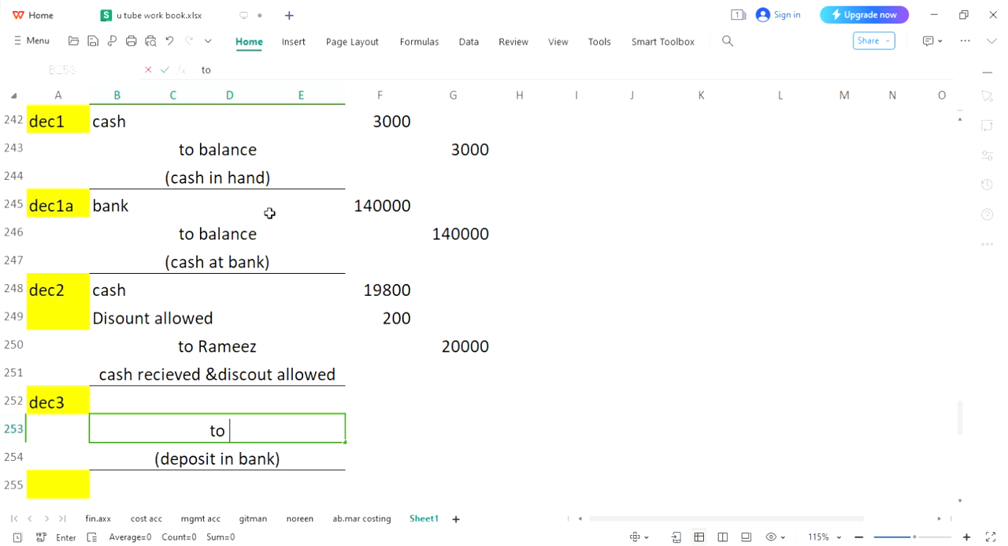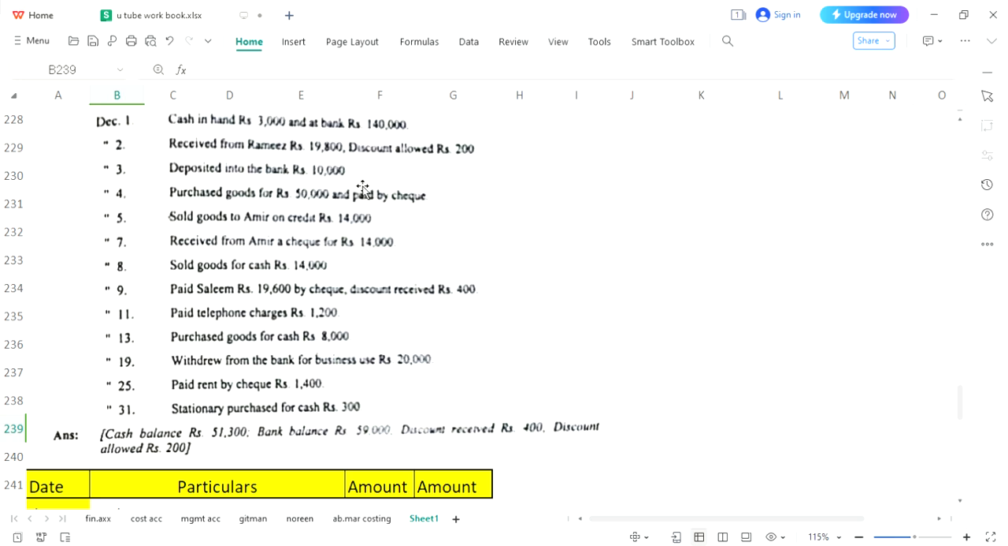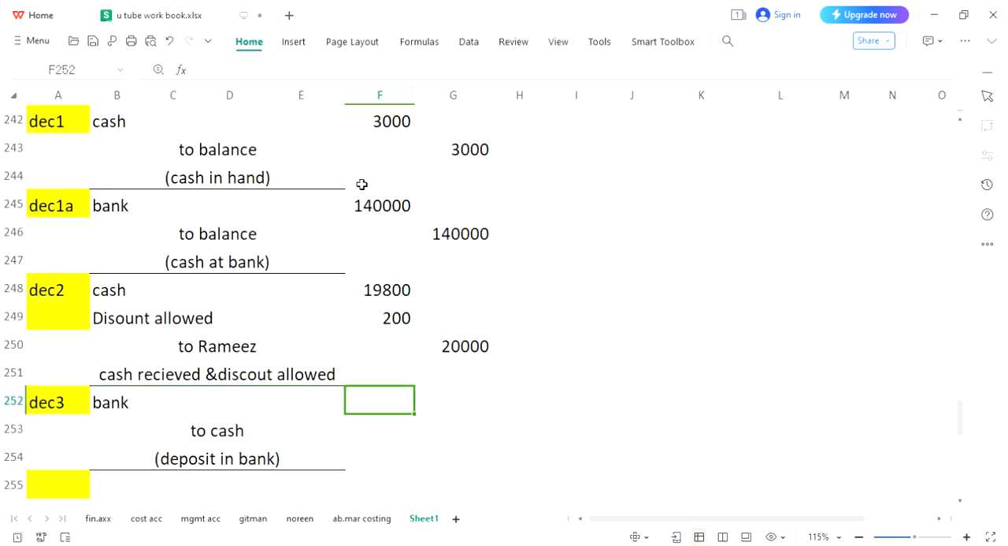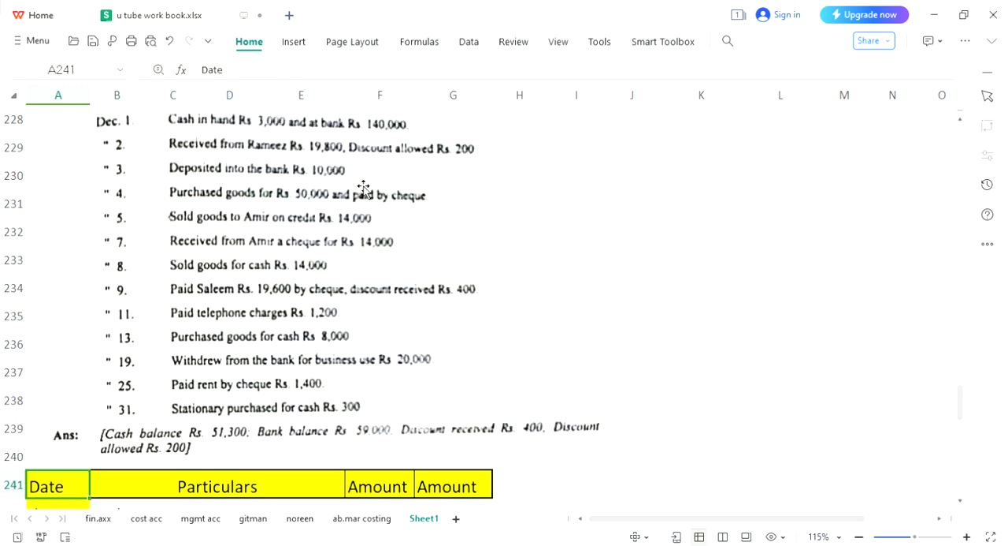Asset decreasing. Decrease in asset should be mentioned on credit side. Where this cash had gone to the bank means amount present in your bank account has been increased. Increase in bank account should be debited. So you will write bank on debit side, December 3rd, 10,000. So we will write 10,000 on debit side, and same amount we will be writing on credit side. So this is December 3rd.